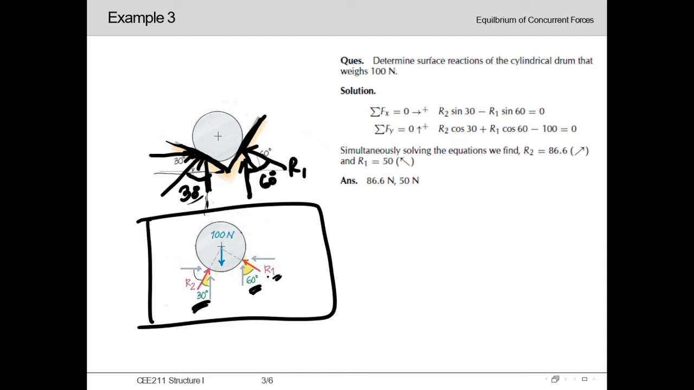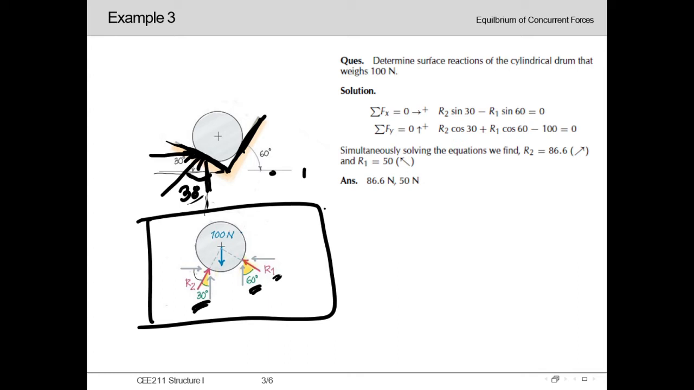The angle between r1 and the y directional force component will be 60 degree, as we have already explained that this plane is at an angle of 60 degree. Similarly for r2 also, this r2 will be at an angle of 30 degree with the vertical force component.